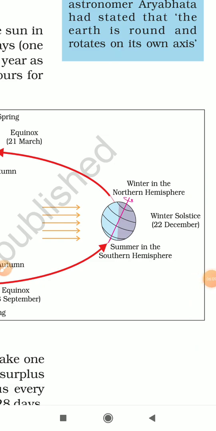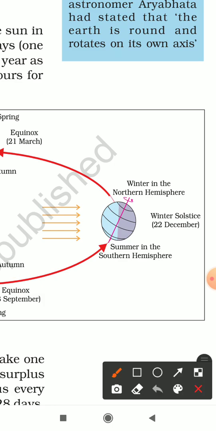Now, on 22nd December, the Tropic of Capricorn receives direct rays of the sun, as we can see in this picture. As the south pole is now tilting towards the sun. Here we can see that this is the south pole and it is tilting towards the sun, and the north pole is away from the sun. As the sun's rays fall vertically at the Tropic of Capricorn, a larger portion of the southern hemisphere gets light.